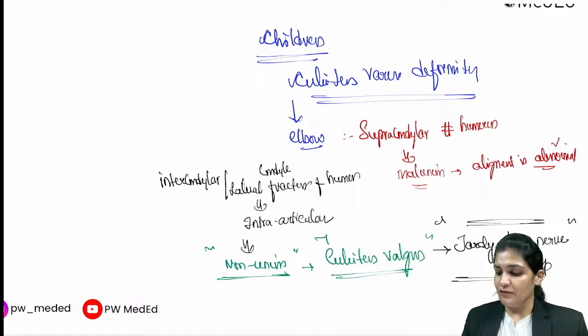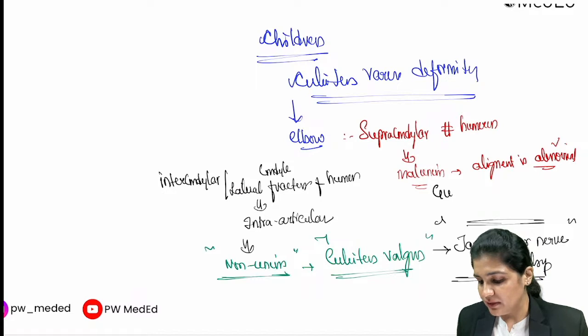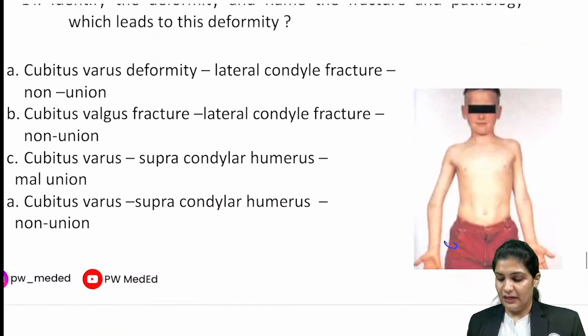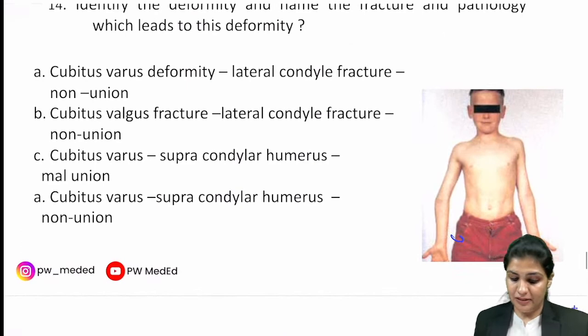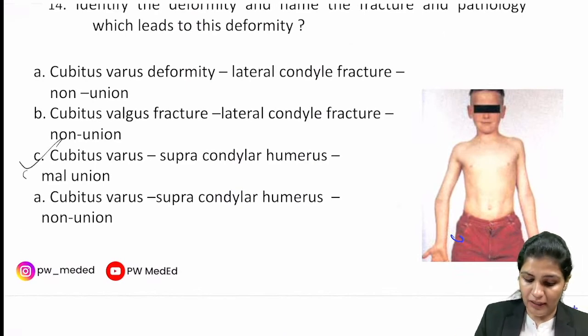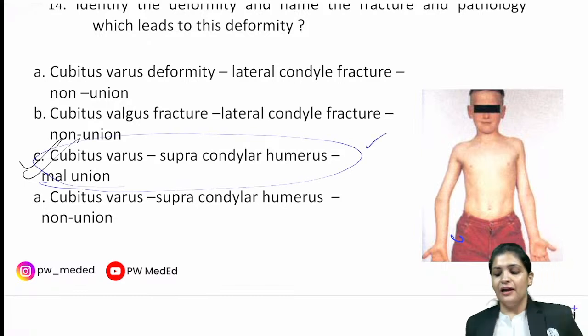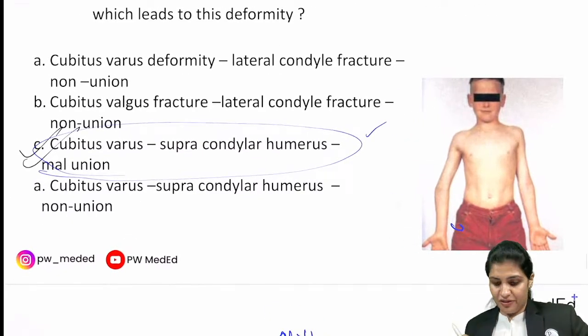And gunstock deformity, that is the malunion or the cubitus varus deformity. This is the gunstock deformity which we are talking about, and this is cubitus varus, supracondylar and malunion. So this is the answer, right? This is the combination which the examiner was asking about. So that completes the fracture around the elbow.